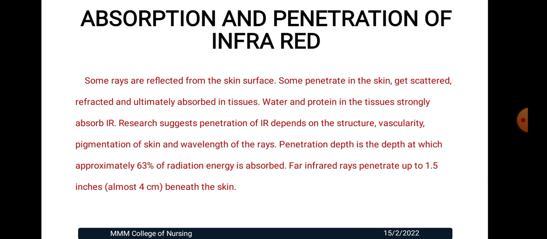Next, coming to absorption and penetration of infrared. Some rays are reflected from the skin surface. Some penetrate the skin, get scattered, reflected, and ultimately absorbed in tissues. Water and protein in the tissues strongly absorb infrared. Research suggests penetration of infrared depends on the structure, vascularity, pigmentation of the skin, and wavelength of the rays.